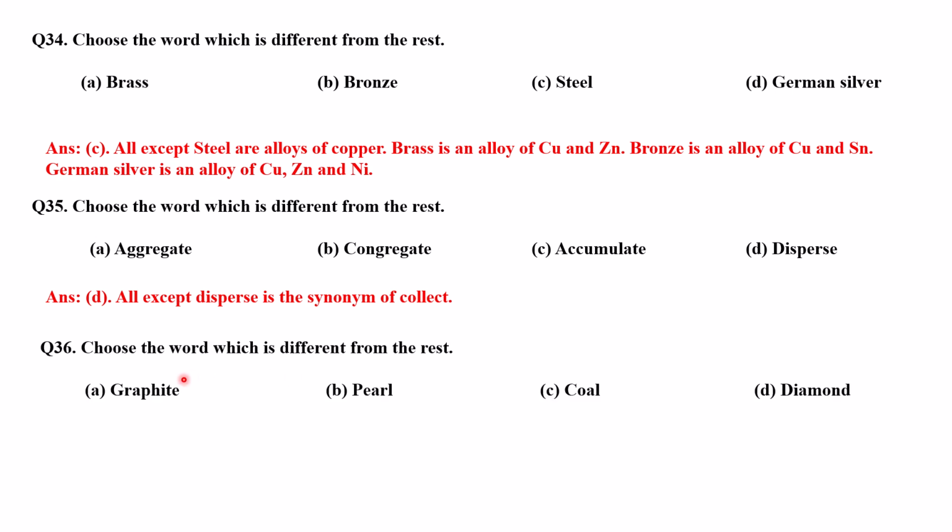Okay. Now the last one is choose the word which is different from the rest. So graphite, pearl, coal and diamond. Now if you see graphite, coal and diamond, they all are allotropes of carbon, isn't it? So pearl is the odd one out. So altogether I've covered 36 questions from the logical reasoning part, isn't it?